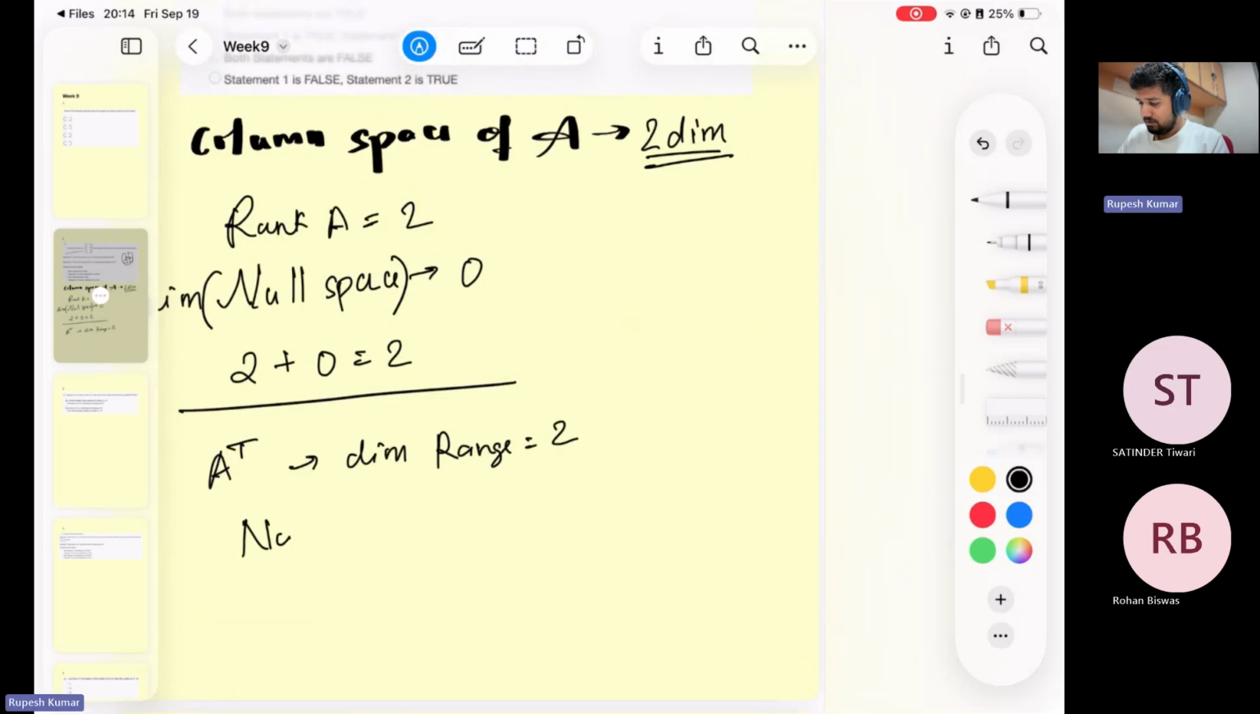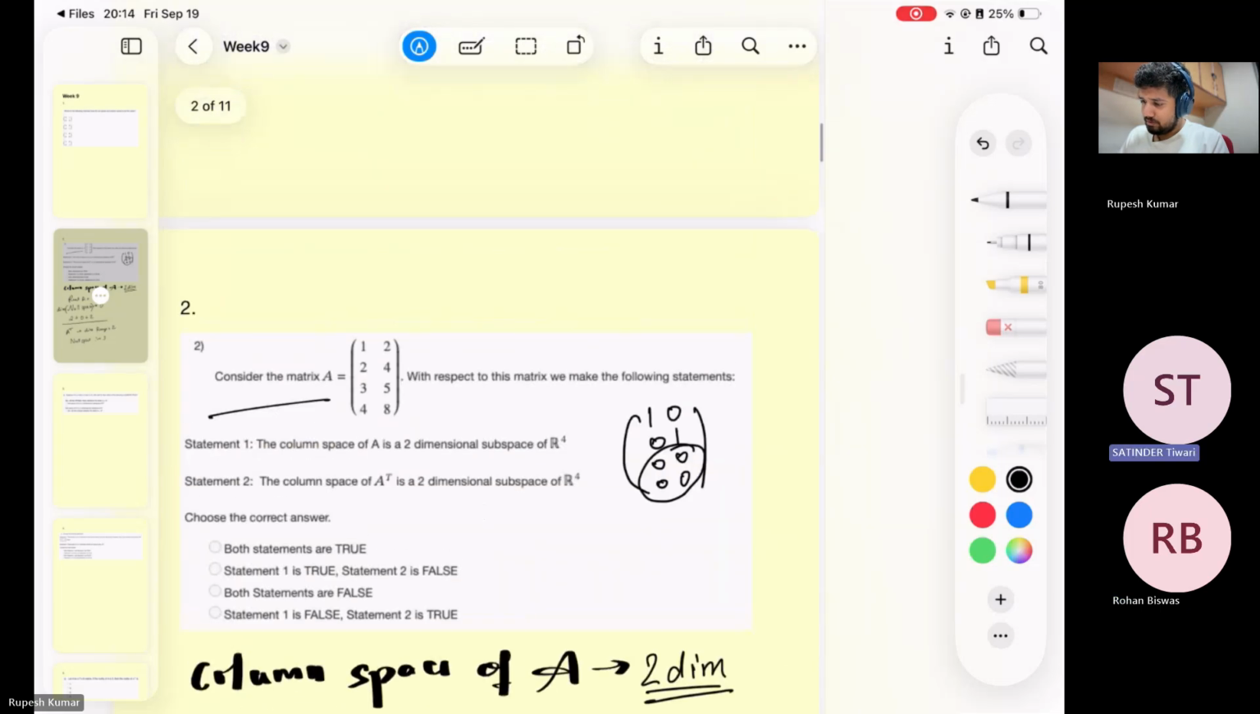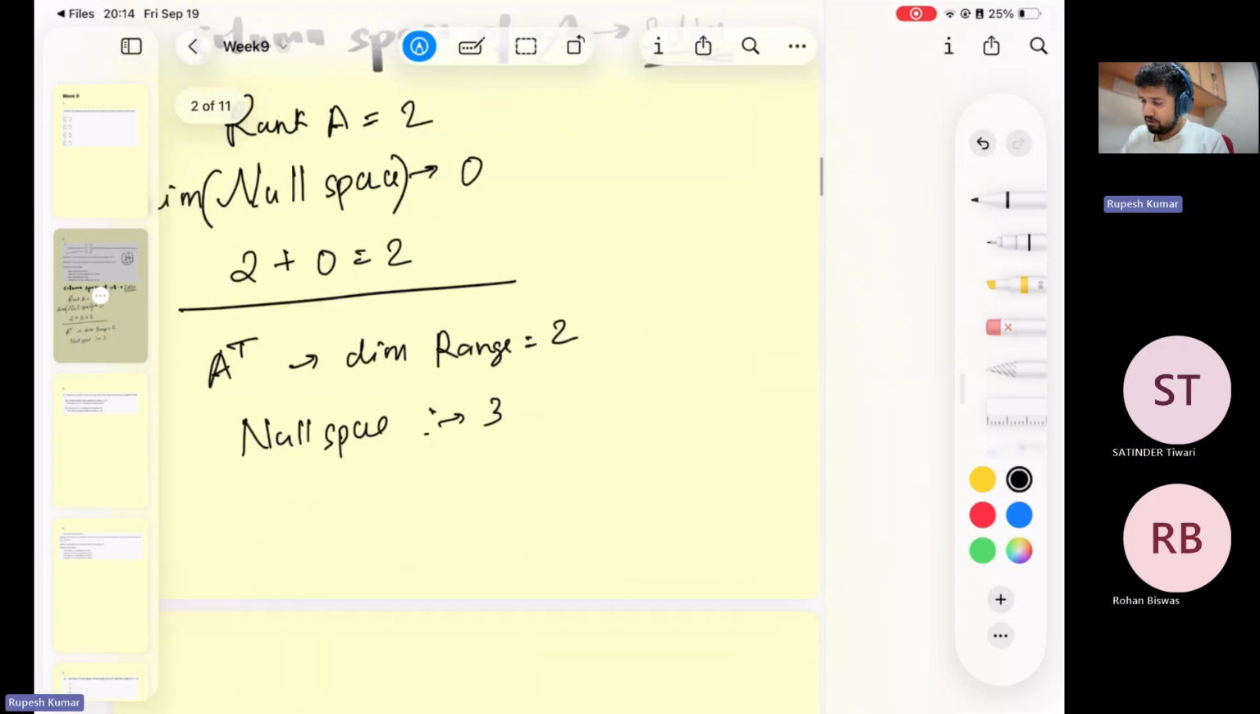And then the null space should be 2, since the input is 4-dimensional. Apply the rank-nullity theorem: 2 plus 2 is 4. Is this true? Yes, right.